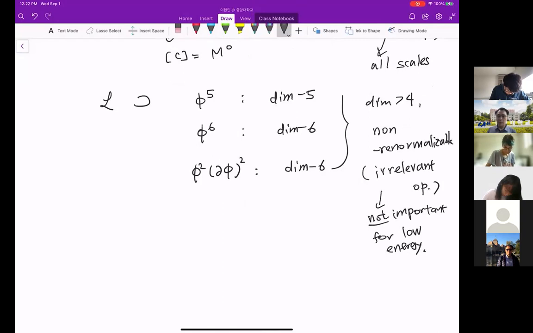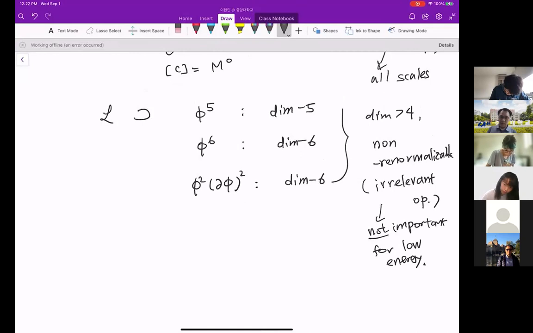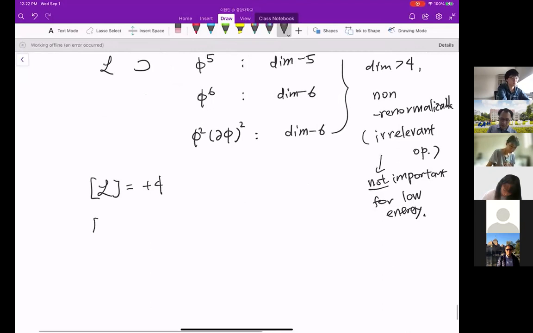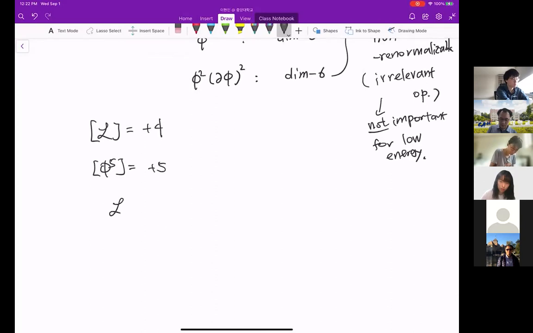The reason for the irrelevance is that in the Lagrangian, you need to match the dimension of the Lagrangian. The Lagrangian has dimension four, but phi to the fifth has dimension five. You need to match the dimension. If phi to the fifth belongs to the Lagrangian, you need to put in some mass scale. So lambda has mass dimension one, then you can cancel one dimension, right? To get dimension four for the Lagrangian.